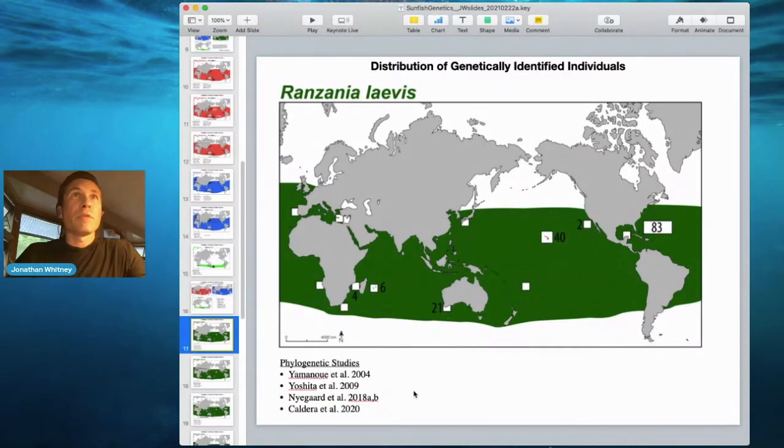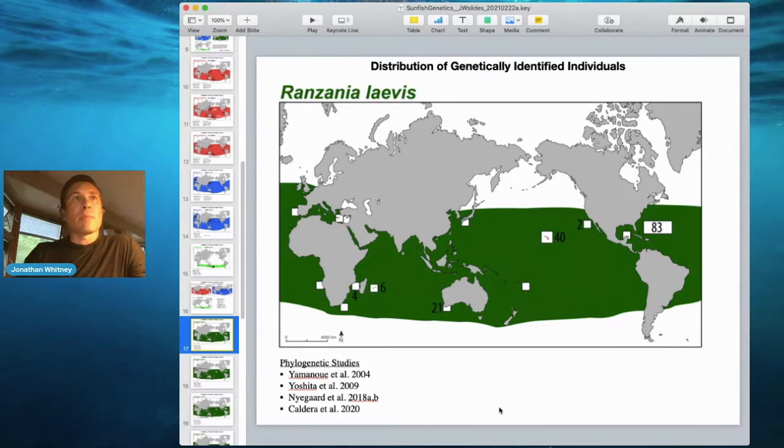But the splitting of the multiple species in Mola has made all of us very curious to see if similar things are going on with Ranzania and Masturus. So with Ranzania, they are still a single cosmopolitan species in temperate and tropical seas in all three ocean basins.